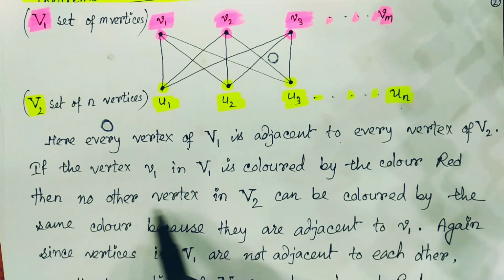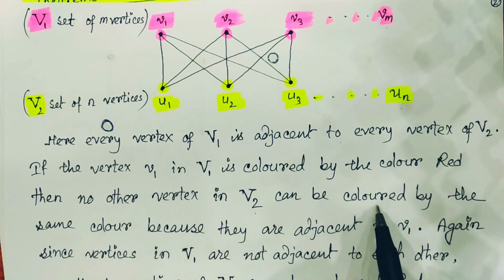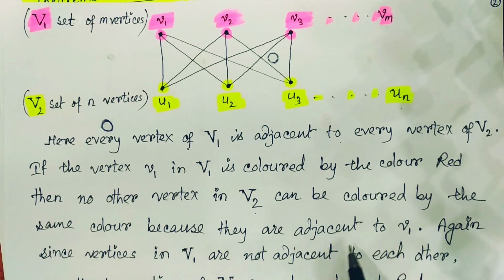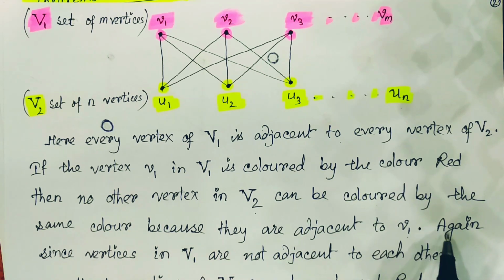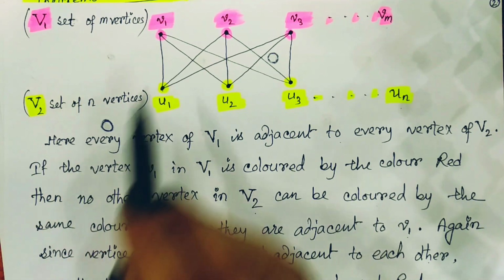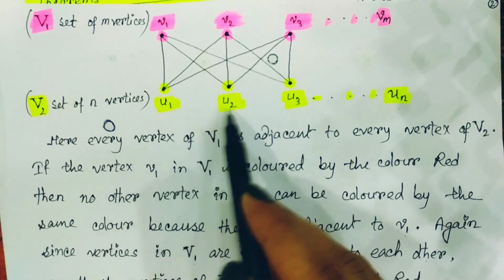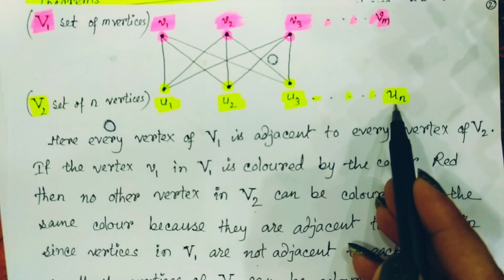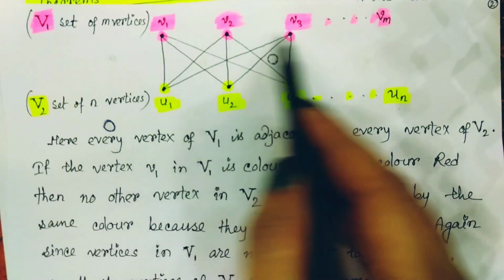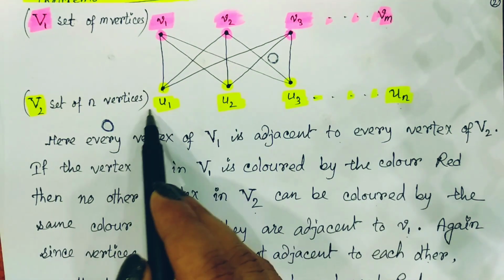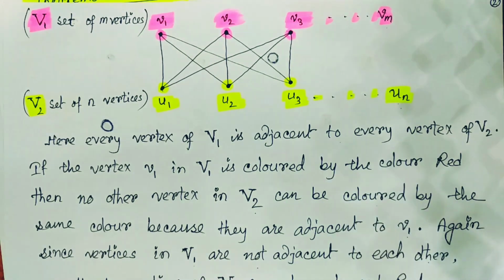Then no vertex in V2 can be colored with the same color as v1, because they are adjacent to v1. Again, the vertices in V1 are not adjacent to each other, that means v1, v2, v3 are not adjacent to each other. u1, u2, u3, these all are not adjacent to each other. But any vertex of this side is adjacent to all the vertices of this side.